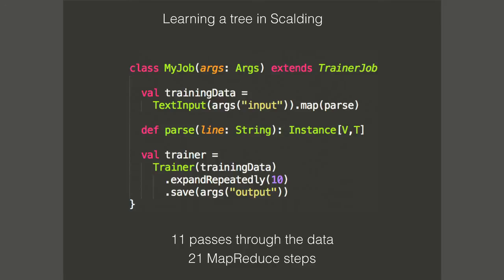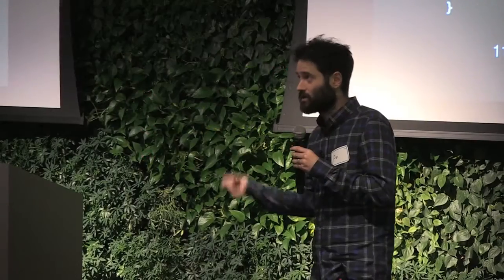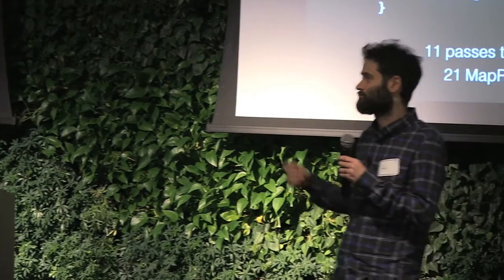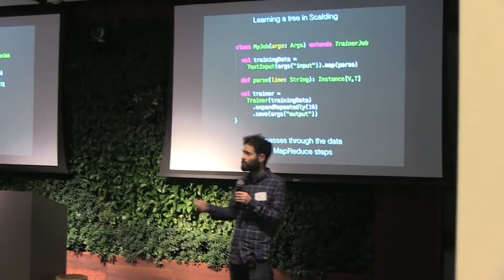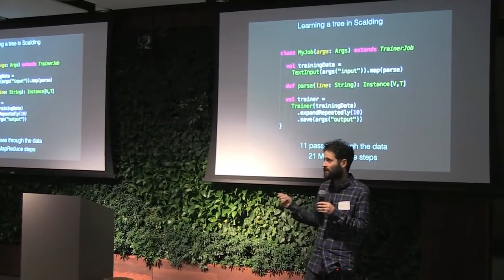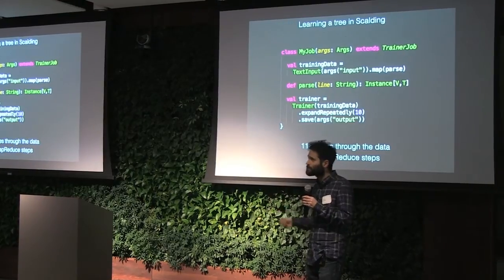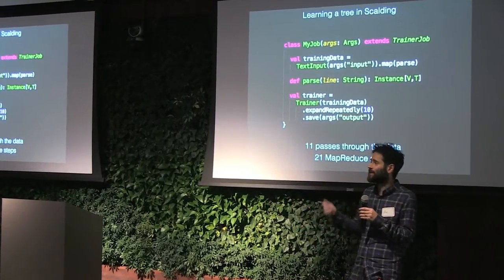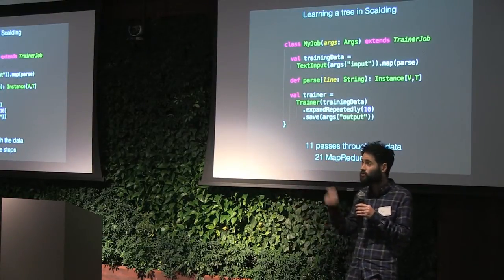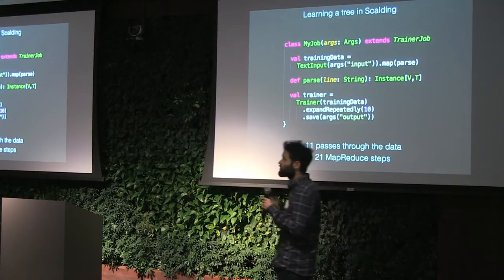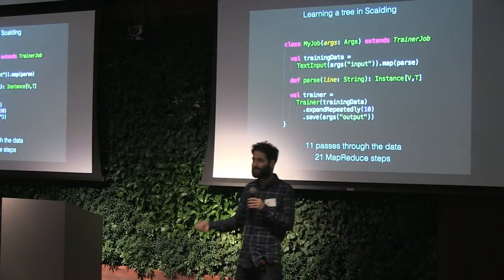So what does this look like in practice? Here's an example of what it looks like to train a tree in Scalding. Some of this should look familiar from earlier talks, but basically, you need some kind of training data, which Brushfire expects to be in this instance case class, and we'll talk more about that in a moment. You need to feed that distributed collection of instance objects into a trainer, and then you can ask the trainer to do things like expand.